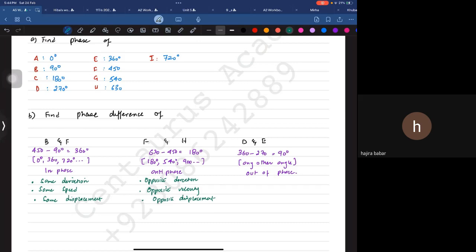When it comes to out of phase, they can have same or different direction depending on the points you're looking at. They will have different velocity. They will have different displacement. They will not be exactly opposite to each other, but they will be different from each other. Get it, kids? Please write this down, then I'll explain what they are and how to locate them on the graph.